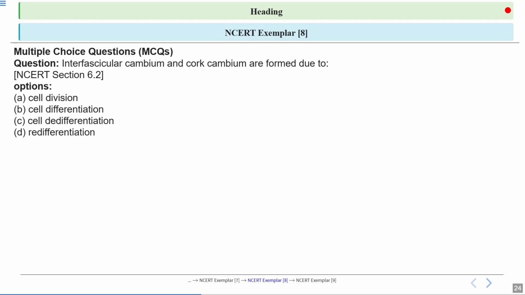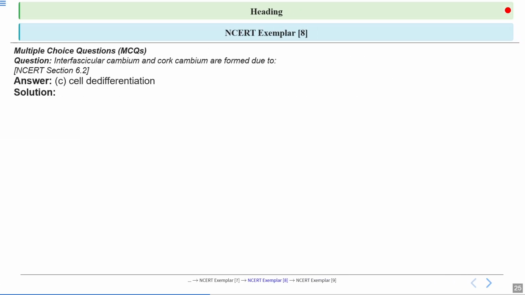Next question. Interfascicular cambium and cork cambium are formed due to, NCERT section 6.2. Options are A. Cell division, B. Cell differentiation, C. Cell dedifferentiation, and D. Redifferentiation. Let us see the answer. Option C is correct, cell dedifferentiation.